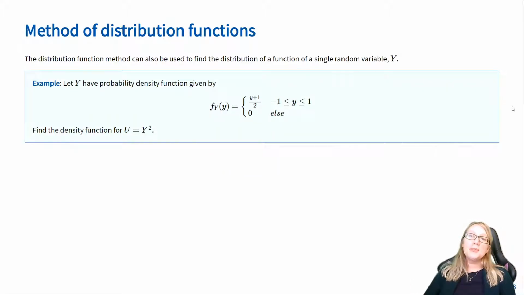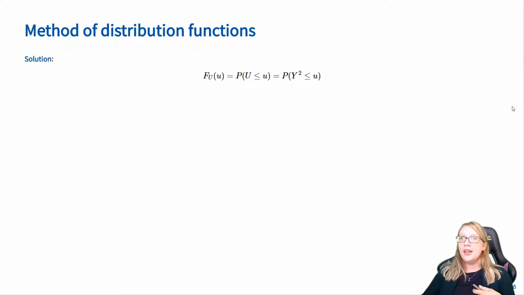Now, this can also be used, of course, to find the distribution of a single random variable y. So let's take a look at this transformation. We have y with PDF (y plus 1) over 2 for y between negative 1 and positive 1. We'd like to find the density function of y squared. Well, the bounds on y squared are going to be a little different. y squared is going to range from 0 to 1. How are we going to work with that? How are we going to find this?